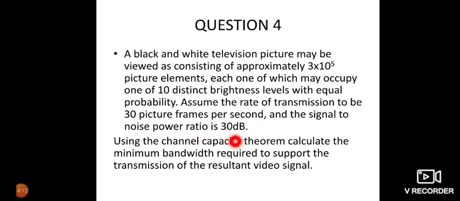ratio is 30 dB. Using the channel capacity theorem, calculate the minimum bandwidth required to support the transmission of the resultant video signal. Okay, that is the question. So now we will see what are the different steps in order to find the minimum bandwidth requirement.